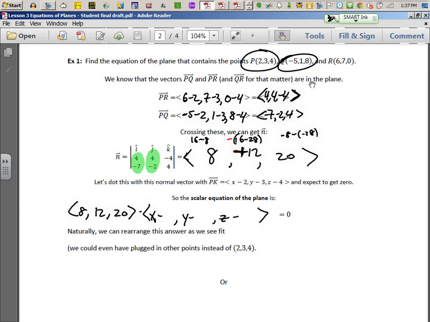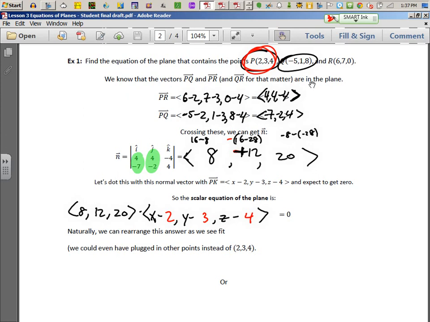And as for which point we are going to choose for x naught, y naught, z naught, we can pick any of the original 3 points. It doesn't make any difference. So far in my work, I've been treating point P as the tail of all the vectors. So I'll go ahead and pick that again. I'm going to put the 2, 3, and 4 in here. Again, those are the coordinates of point P, but you really can use any point you wish.